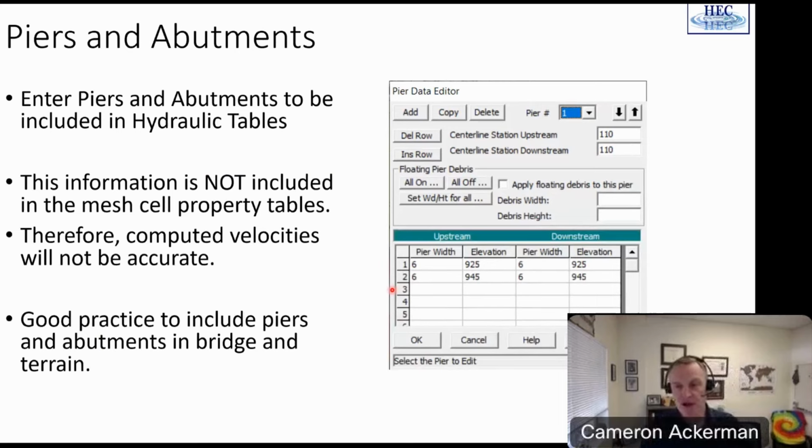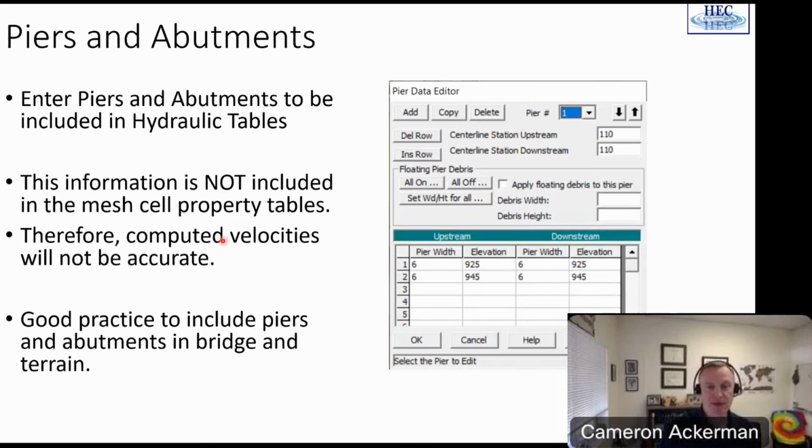Okay, so then as you work through the editors, the next 2 editors are piers and abutments. We're not going to concentrate on those today, but entering the piers and abutments will be included in the rating tables that we develop, the rating curves. The information, however, is not included in the mesh cell property tables. So the underlying 2D cell station elevation data will not be adjusted.